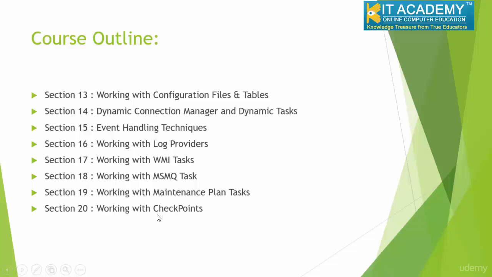And in section 20, I have discussed checkpoints. Checkpoints basically help us run the package from the position from where it is supposed to. Imagine you have an SSIS package with 10 activities and 9 activities were successful, but the 10th one has failed. In that case, when you fix the issue at the 10th activity and rerun the package, it is supposed to start from the 10th activity rather than starting all over from the first activity. So that's where checkpoints help us, and that has been discussed in section 20.